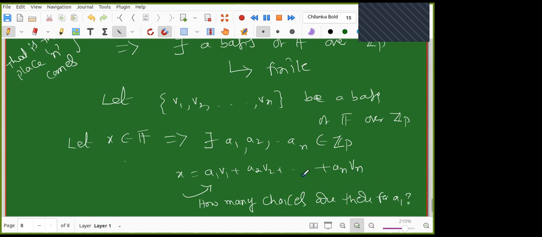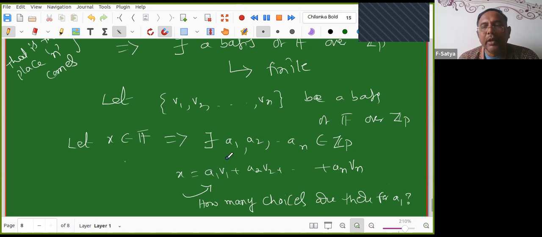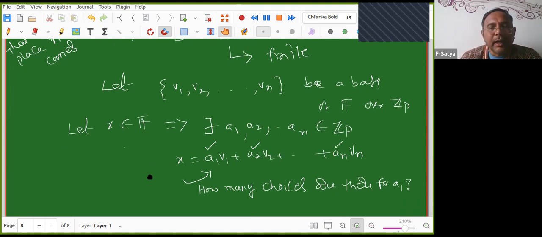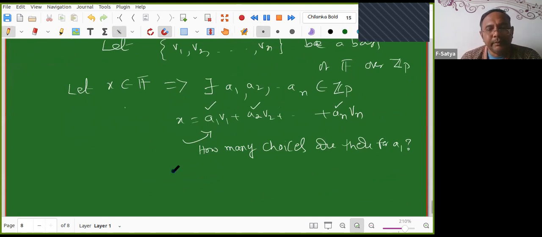Am I audible? Set P number of choices. P choices are there because this A1 can be 0 or whatever, P choices. So here I have P choices, here I have P choices, here I have P choices, right? When you look at the nodes, I told you that there are P choices for A1, P choices for A2 and so on, P choices for AN. That many distinct elements will be there. So the cardinality of F equals P power n.